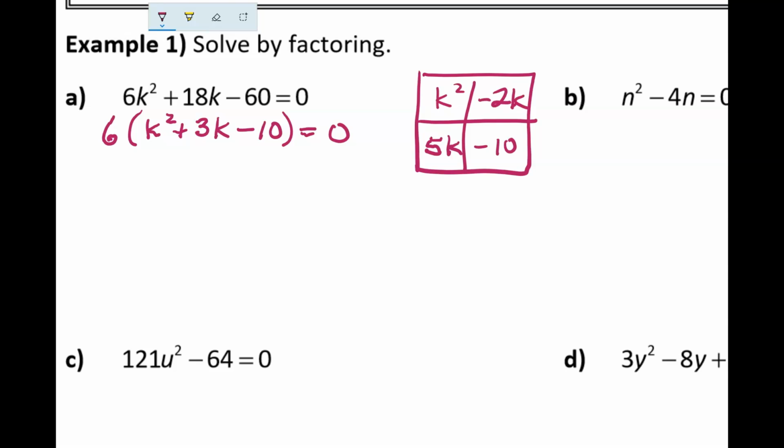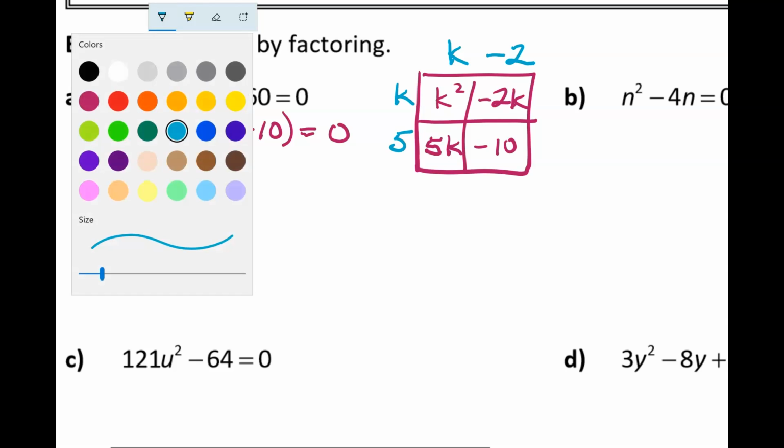Then just factor the GCF from the top row. K squared minus 2k's GCF is k. 5k minus 10's GCF is 5. And that's on the bottom row. And then on the left column, k squared plus 5k's GCF is k. And on the right column, negative 2k minus 10's GCF is negative 2. And then you can just check the multiplication using the box.